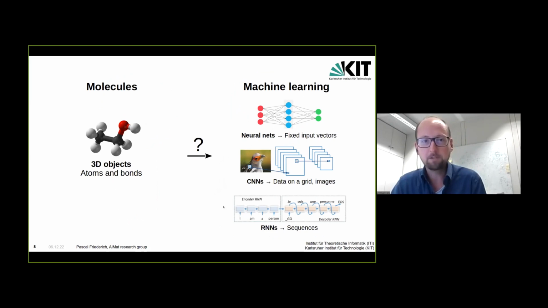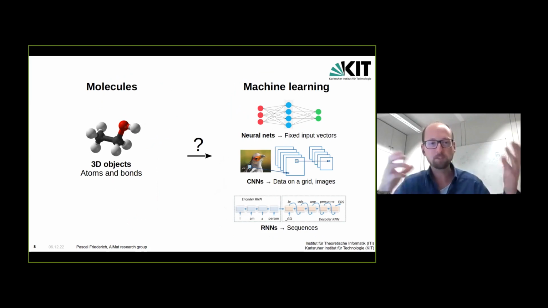The first question we have to ask here is, how do we bridge or bring together molecules and materials on the one side and state-of-the-art machine learning models on the other side? So on the one side, we have molecules, we have in principle assemblies of atoms in space. So we have atoms and bonds and their positions in space, 3D point clouds basically.